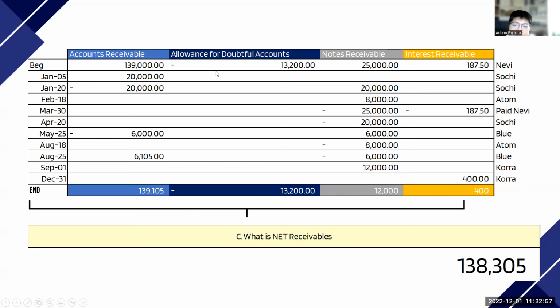So if you total everything, so note na I wrote kung ano yung mga affected companies. So you'll get an accounts receivable total of 139,105, 12,000 notes receivable, and 400 interest receivable. So 139 minus 13,200 plus 12,000 plus 400 is the net receivable of 138,305, right? So again, it looks confusing, but then if you segment it per company, if you segment it per promissory note, then it's much doable, right?